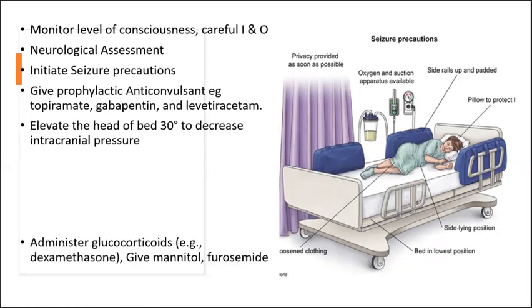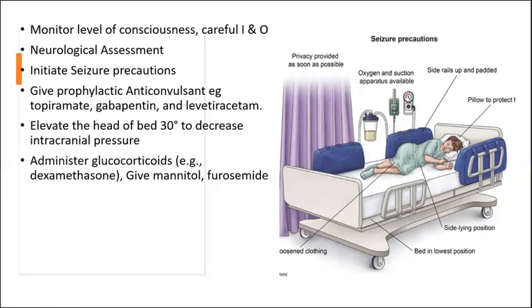We can administer glucocorticoids. What are examples of our glucocorticoids, like your dexamethasone? So that's also going to help to manage that increased intracranial pressure and that cerebral edema. So we can give our dexamethasone, we can give mannitol, we can give furosemide, like we said. These medications are going to help to manage that increased intracranial pressure and that cerebral edema.